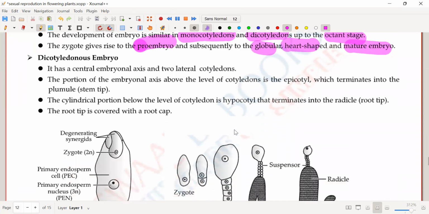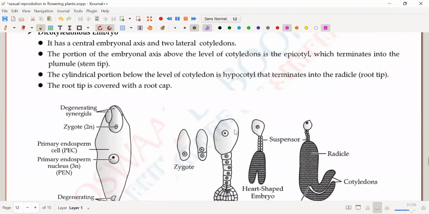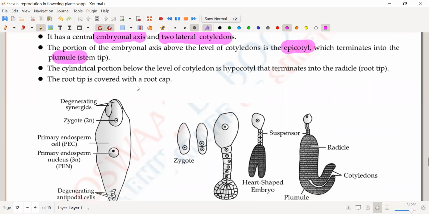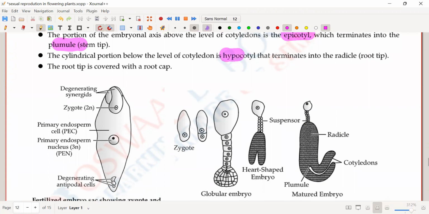We'll be seeing those pictures also. Right? Dicotyledon embryo. It has a central embryonal axis and 2 lateral cotyledons. The portion of the embryonal axis above the level of cotyledons is epicotyl, which terminates into plumule, stem tip. The cylindrical portion below the cotyledon is hypocotyl that terminates into radicle, root tip. The root tip is covered with root cap.